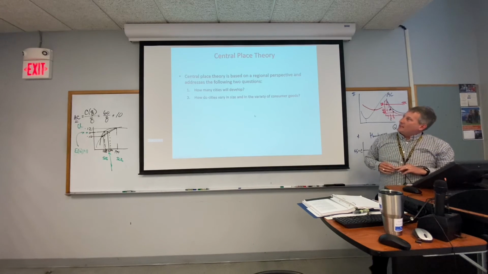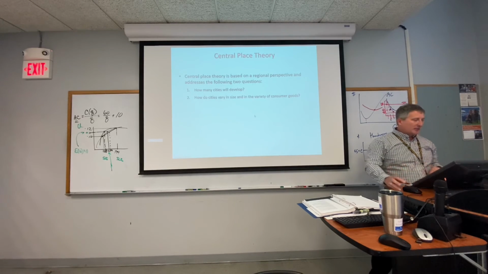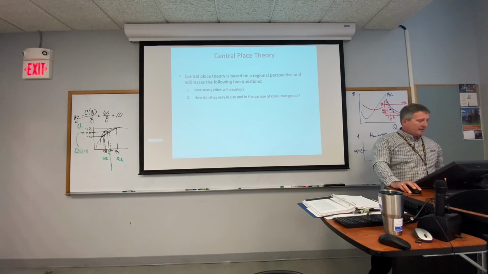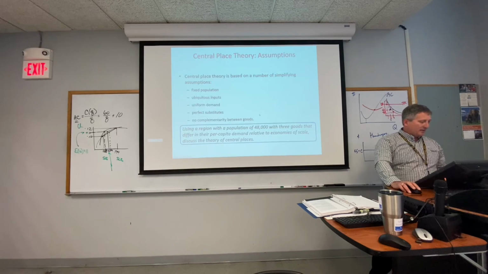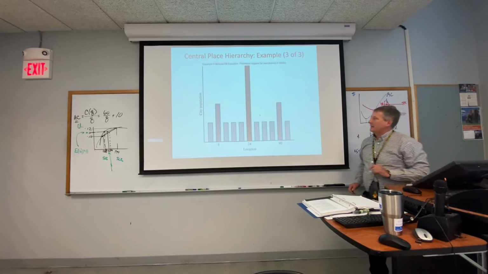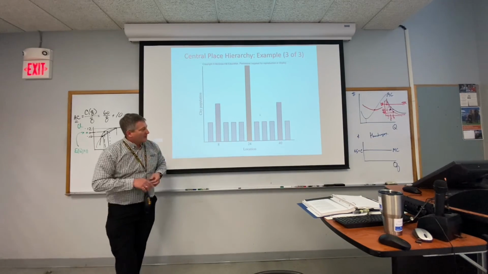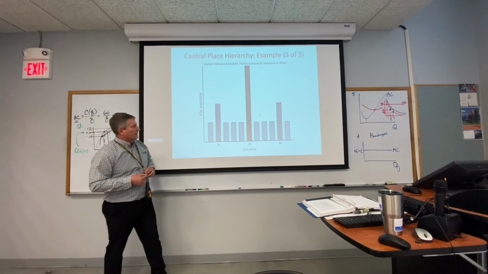How do cities develop? How do cities vary in size and the variety of consumer goods? So we've got a little model we're going to work through, and I'm going to take this backwards from the way the author did it. So this is where we end up, which is kind of similar to some of our ice cream stuff, but it's a little bit different.